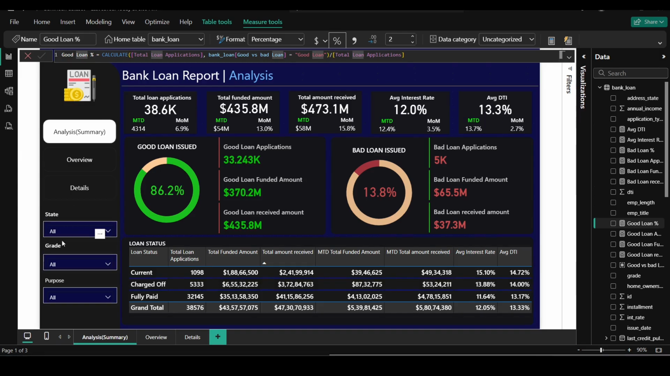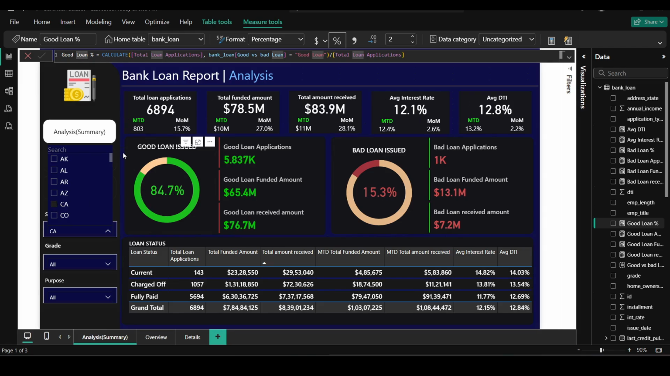Then I also included slicers to filter with respect to a particular state. For example, I only want California's information, so I can click here and I can view only the loan applications that were present in California state. That is a total of 6,894 loan applications. Then all these different metrics.